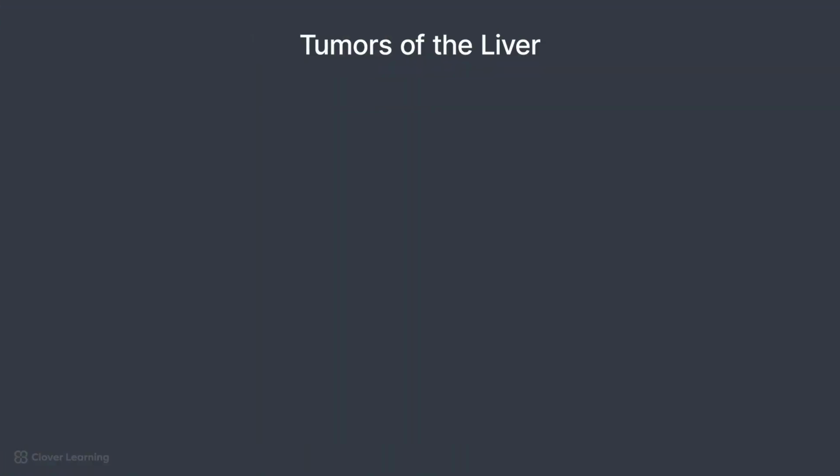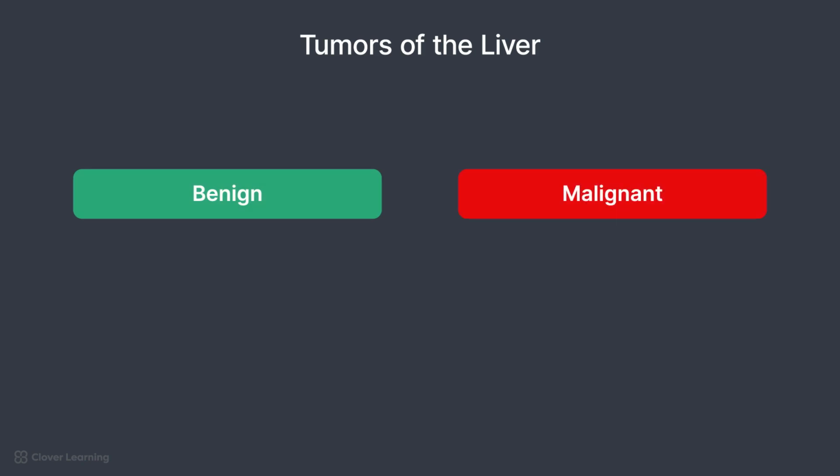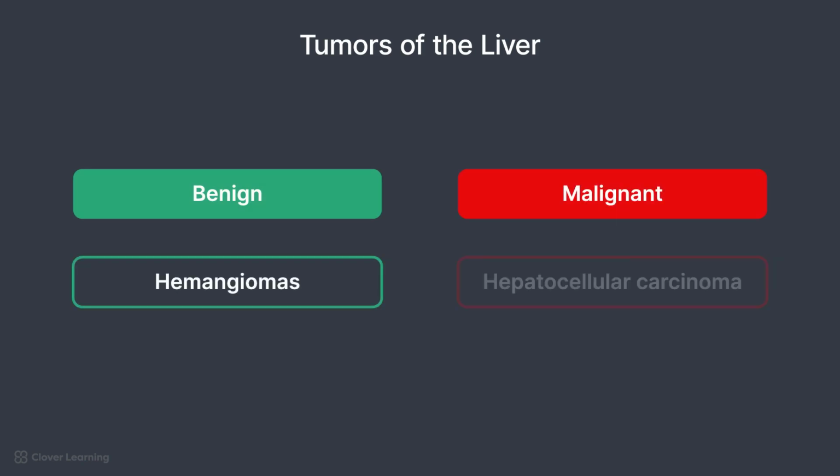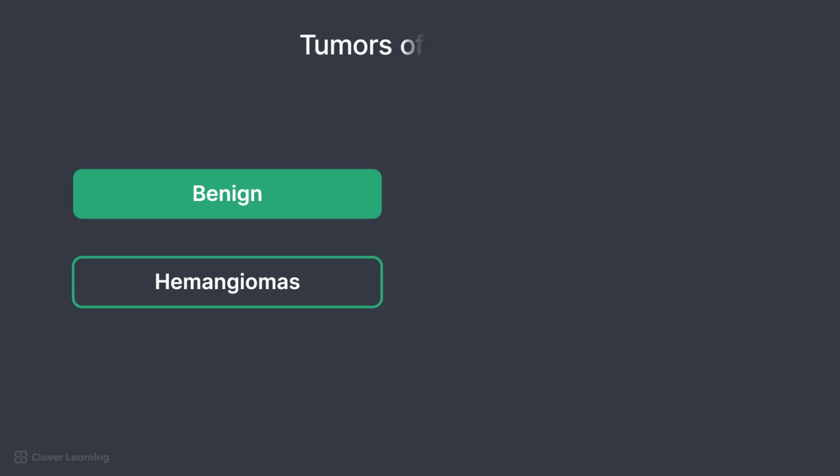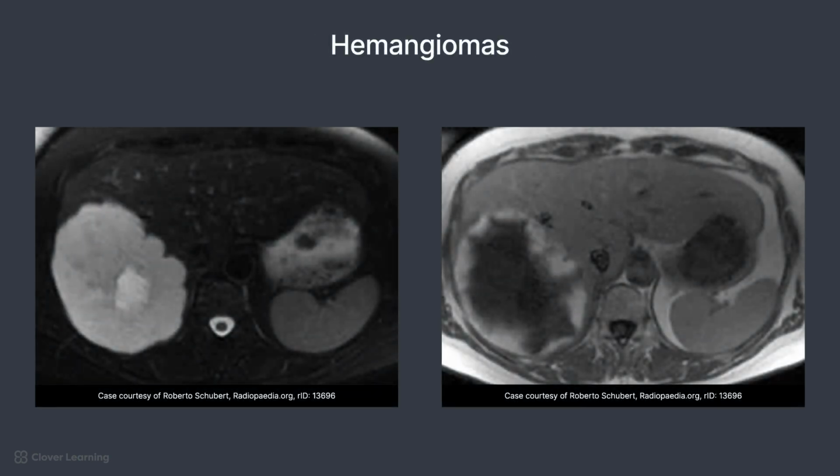Let's get started. First, let's dive into some pathologies that may be seen on studies of the liver. Tumors located in the liver can be classified as benign or malignant. Two common tumors are hemangiomas and hepatocellular carcinoma. Hemangiomas are benign vascular lesions with well-defined margins.